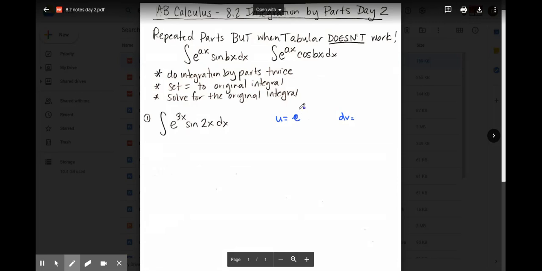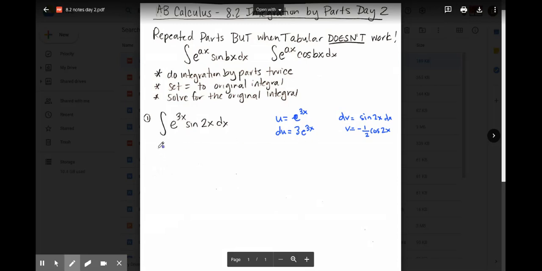So your u is e to the 3x. Your dv is everything else, so it'd be sine 2x dx. Your du would be the derivative, so it'd be 3 e to the 3x. Your v would be the integral of sine, which would be negative 1/2 cosine 2x. You have to really think backwards here, okay? Because technically you have a u here and your du is 2. You have to put a 2 in and a 1/2 on the outside. That's where the 1/2 comes from.